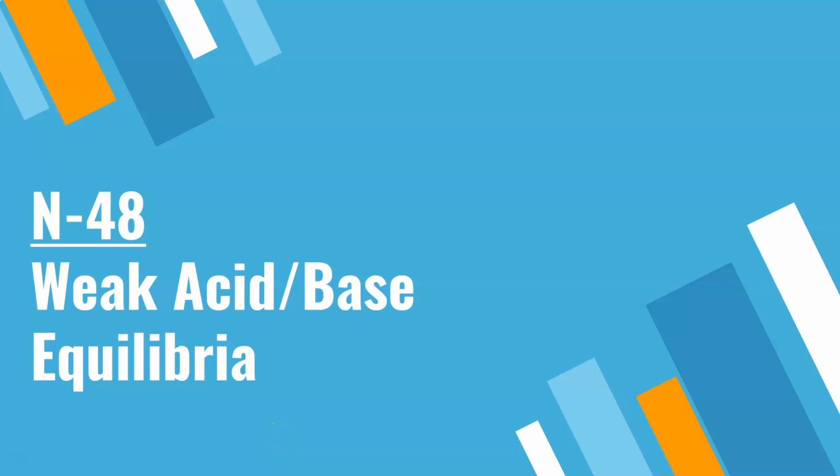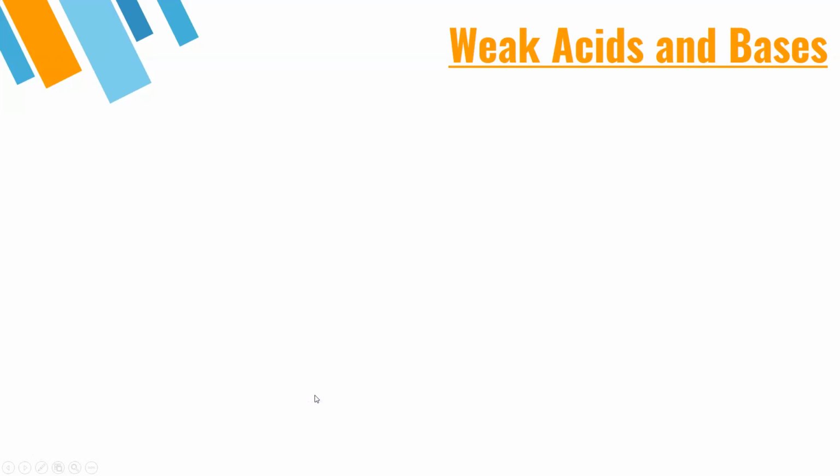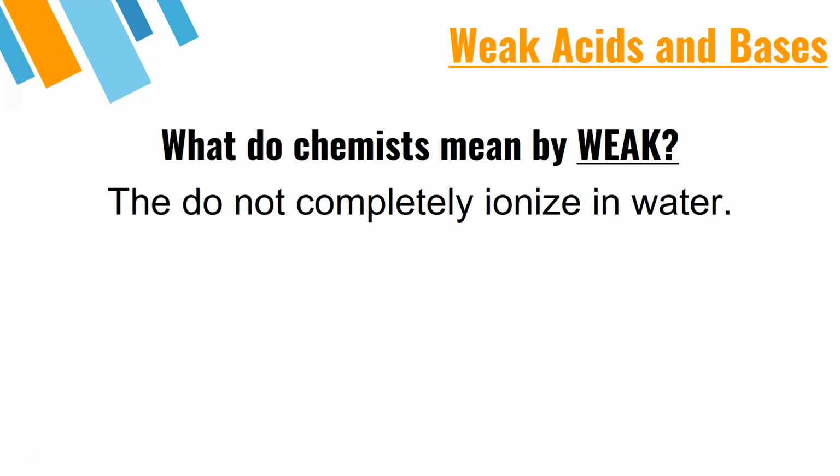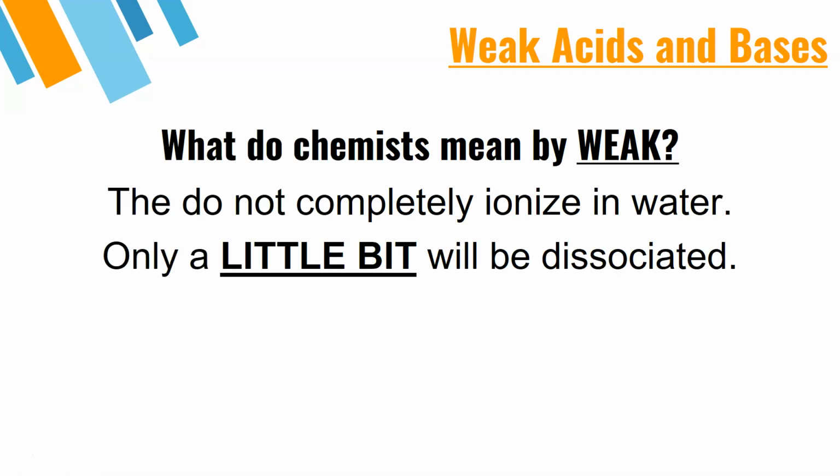Hello everybody, this video is going to be about weak acids and bases and the types of calculations that we have to do with them since they're not quite as straightforward as our strong acids and bases. So what do I mean when I say that they are weak? What that means is that they do not completely ionize in water. Only a tiny bit is going to be dissociated. That makes our calculations a little bit more complicated.